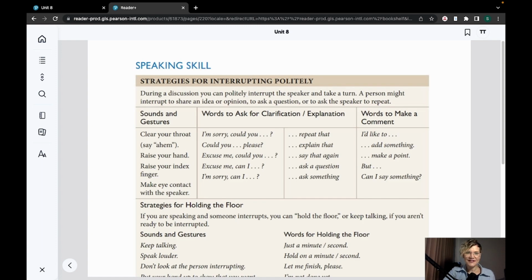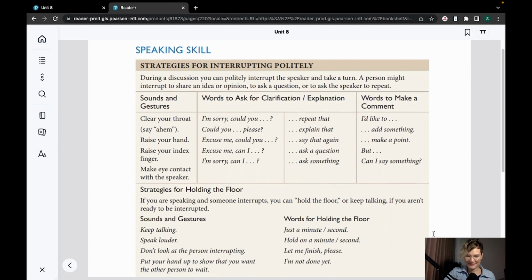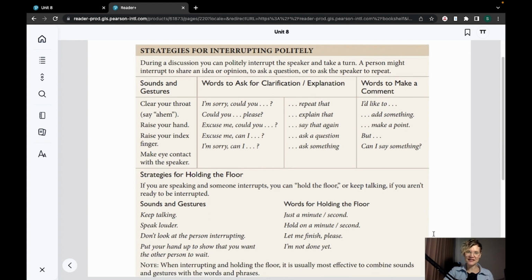Strategies for interrupting politely. Oh, wow. Is interrupting even polite? Well, in a conversation or discussion, sometimes we want to interrupt, especially in discussions, and we can do that in a way that is still polite. So during a discussion, you can politely interrupt the speaker and take a turn. Now, a person might interrupt to share an idea or an opinion, maybe to ask a question, or to ask the speaker to repeat something because maybe she didn't really hear or didn't understand.